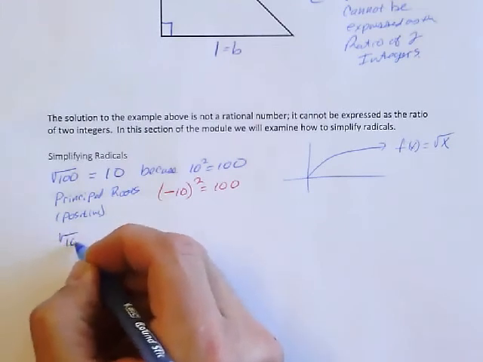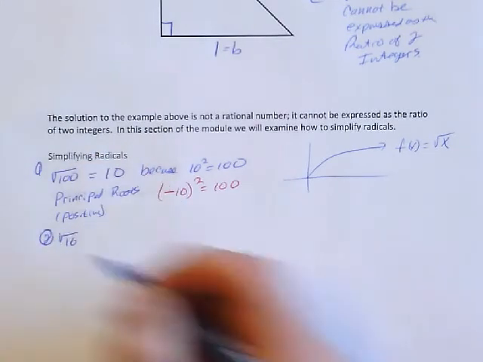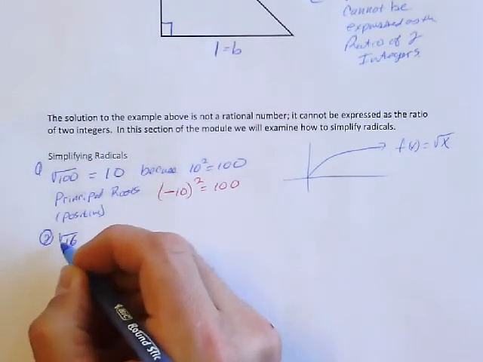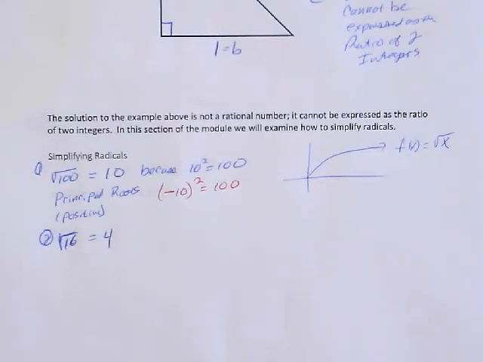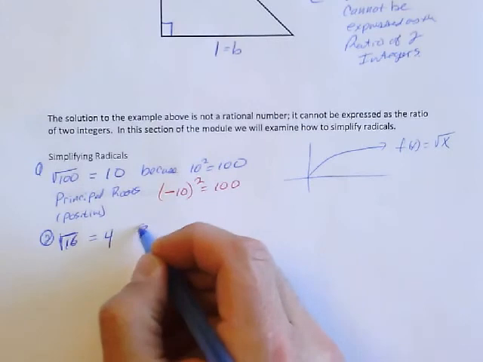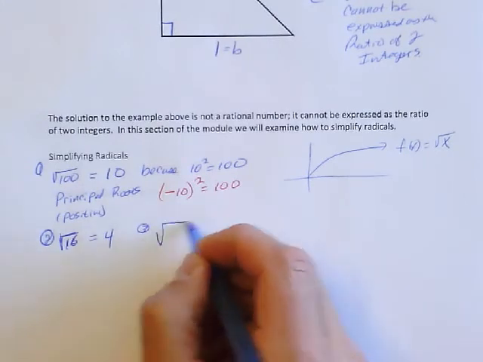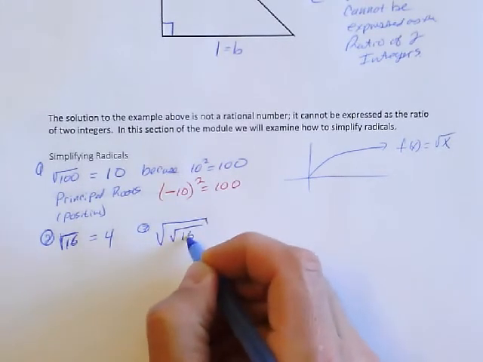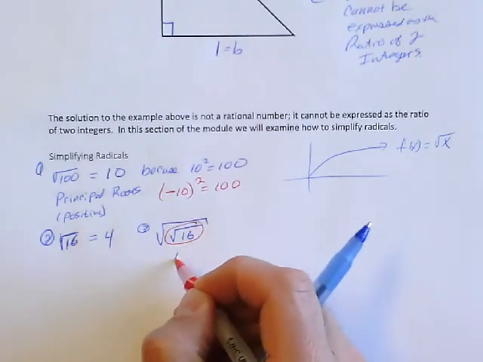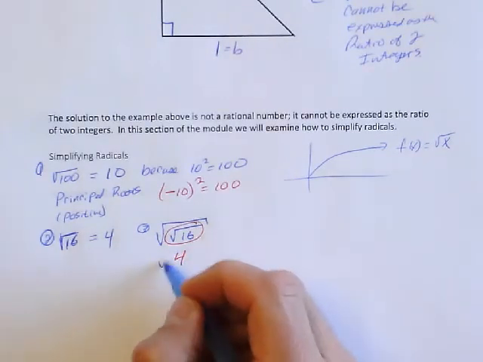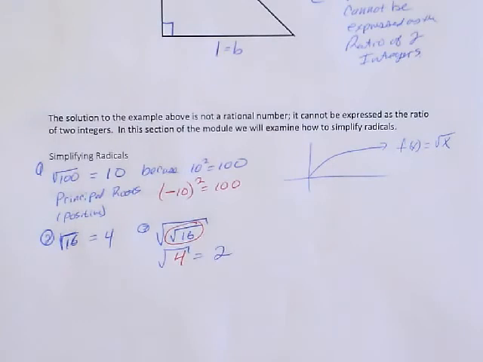So if you have something like the square root of 16, the square root of 16 would be 4. 4 times 4 is 16. There's another example I have written in my own notes here that says the square root of the square root of 16. Well, the square root of this 16 is 4, so that would be 2.